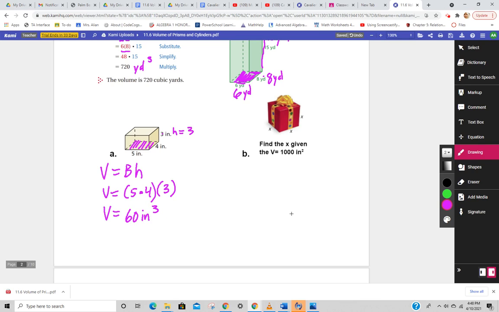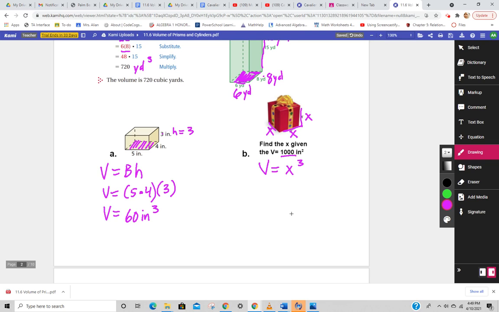All right, here we have been given the volume. We need to find the sides. Each side is the same length. So this is a cube. So this would be x cubed because each side is x. X times x times x is the volume.